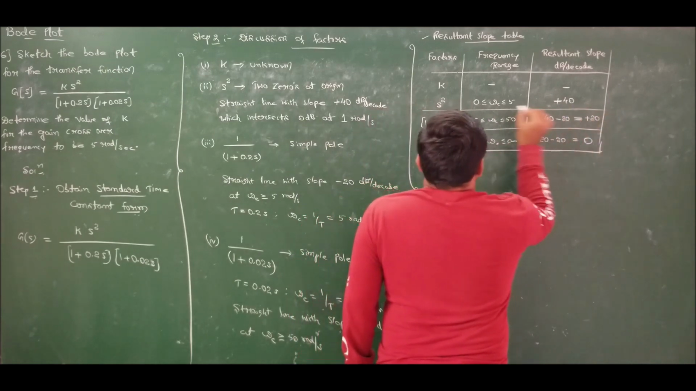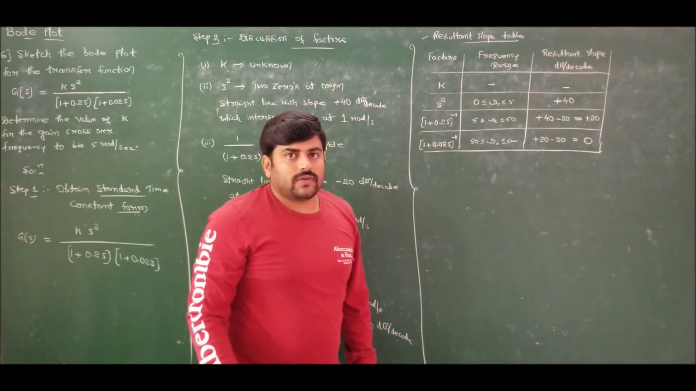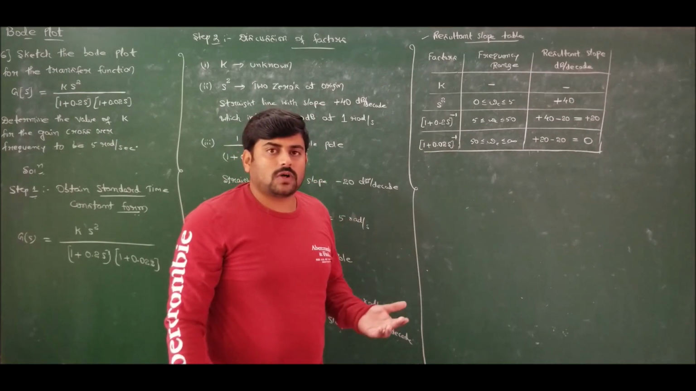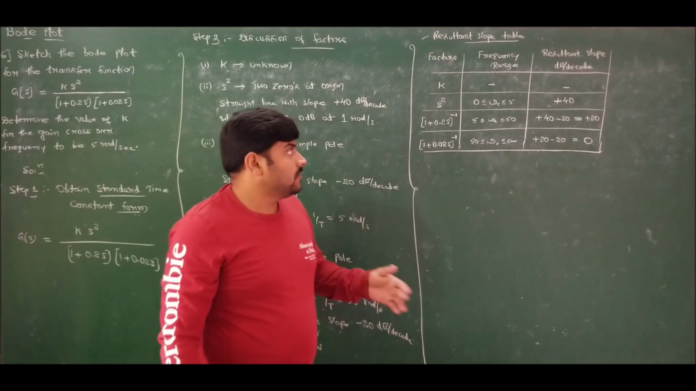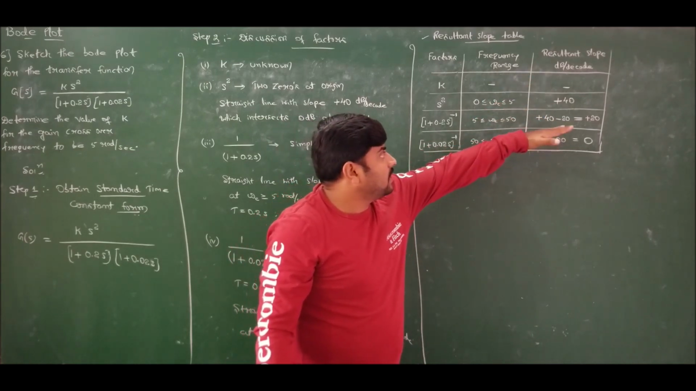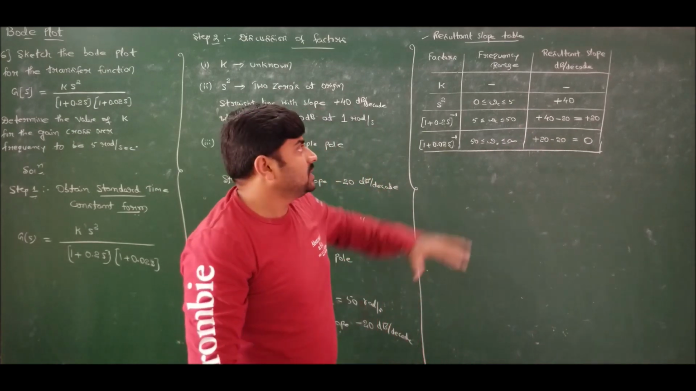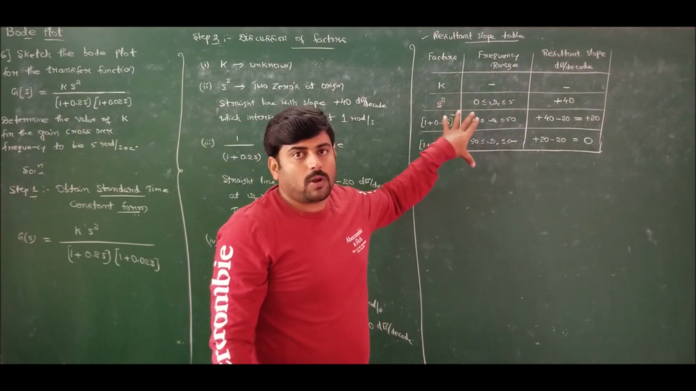So if you carefully observe, this problem is completely different from the problems so far what we have solved. So far the problems we have solved had negative slopes, whereas this problem has positive slopes. Plus 40 decibels per decade, plus 20 decibels per decade, and 0 decibels per decade. Using which I can go for magnitude plot.